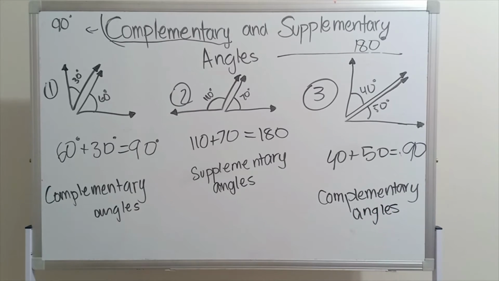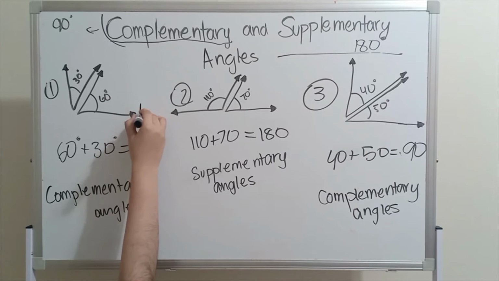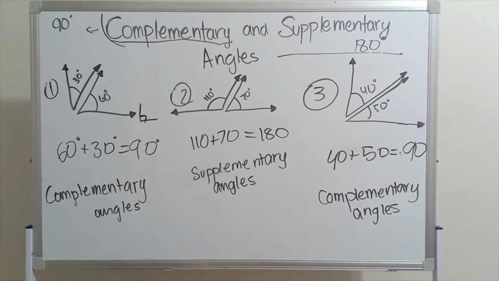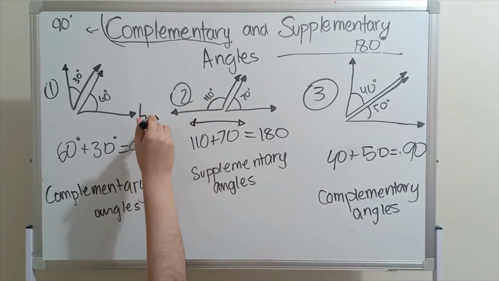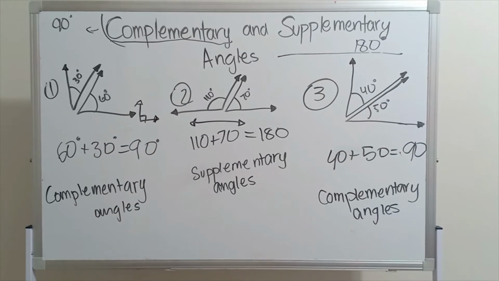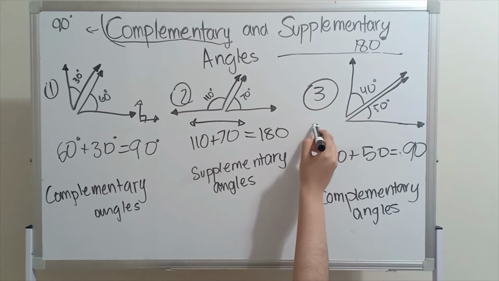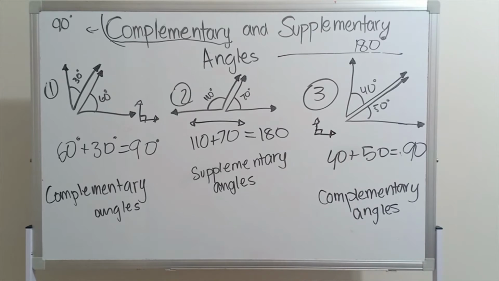Another way we can identify them, even though these are not drawn to scale, is to see that when these two are attached, they will form a right angle like this. For this one, if these two were attached together, they will form a straight angle like this, a 180 degree angle. They will form a line. And we see the same here: if the 40 degree and 50 degree angles were combined, they will form a 90 degree angle like this. Now let's move on to more questions.